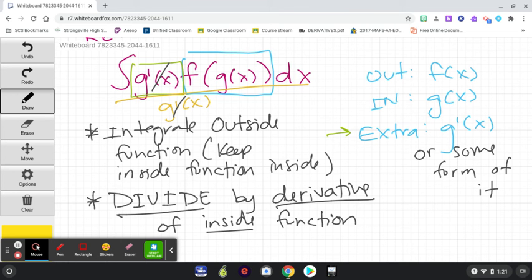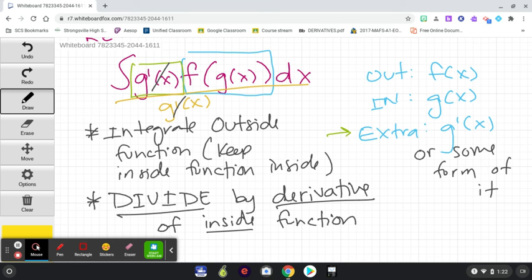That extra function is there because of the chain rule when taking the derivative. When I take the derivative using a chain rule, I multiply by the derivative of the inside. So when I go to integrate, I have that extra piece already attached. So I'm going to divide by the derivative of the inside to get rid of that extra piece.